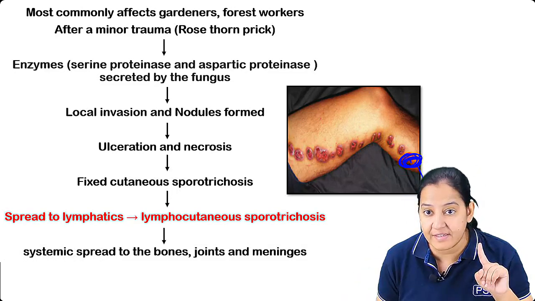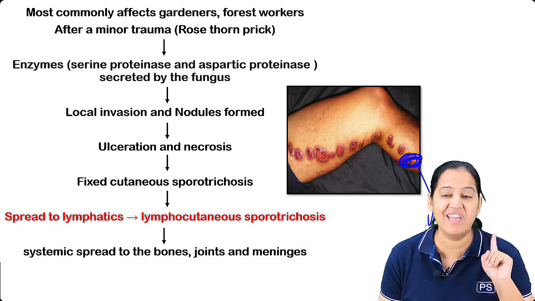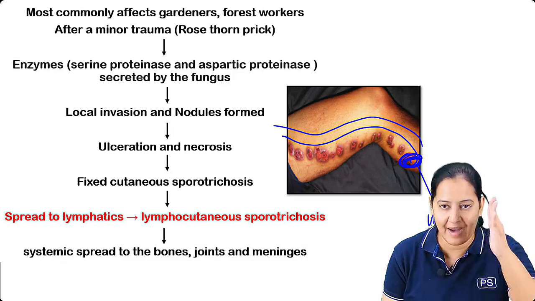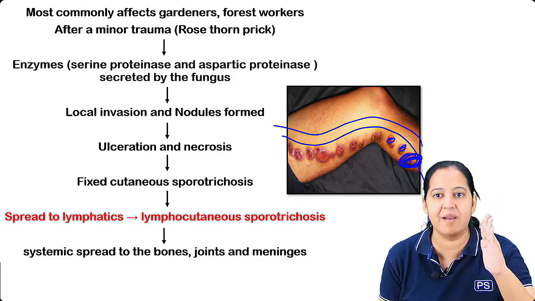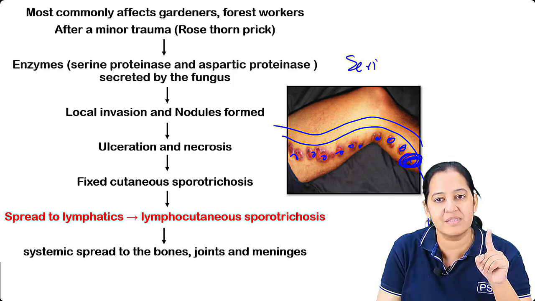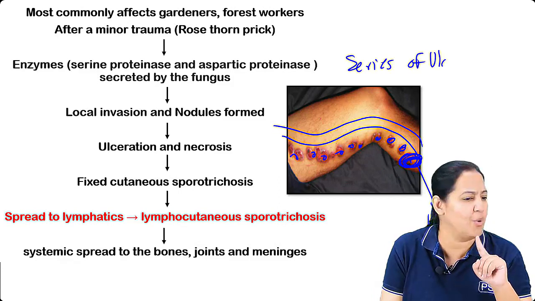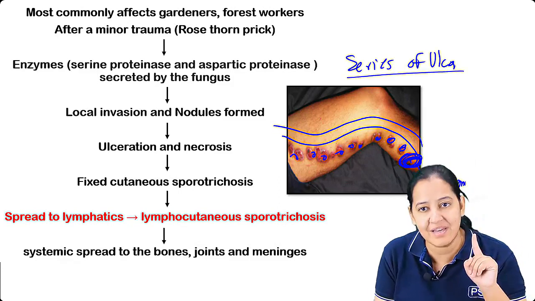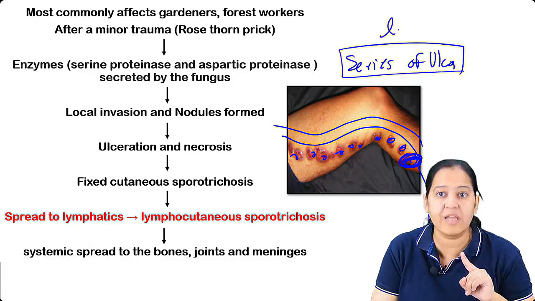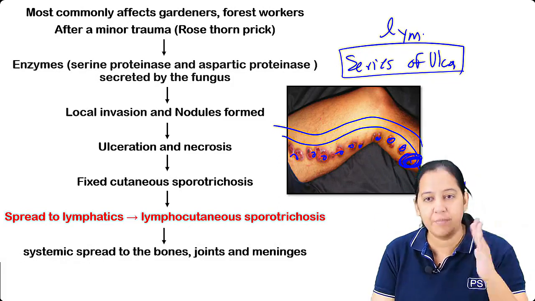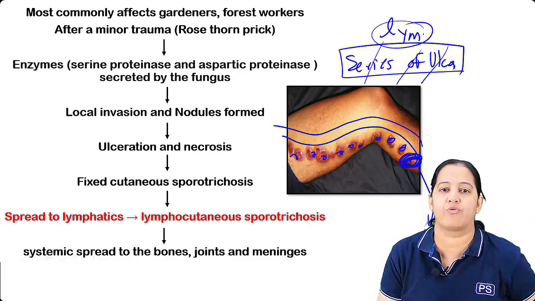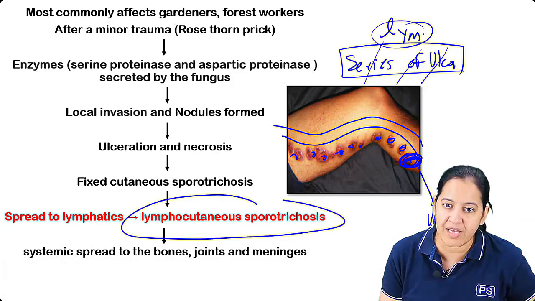After that, it enters the lymphatics. Very unique. It enters the lymphatics and travels along them, and at certain distances, it produces multiple ulcers. It is known as a series of ulcers. No other fungus does so. It produces ulcers one by one: 1, 2, 3, 4, 5, multiple ulcers along the lymphatics. See the complete thing? That is sporotrichosis, known as lymphocutaneous sporotrichosis.